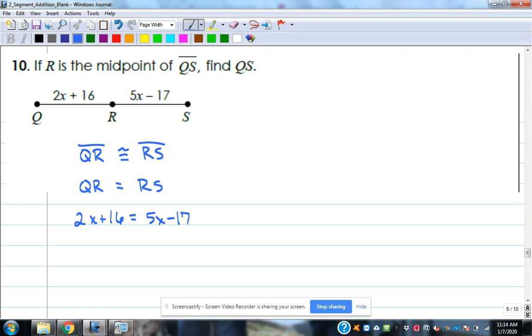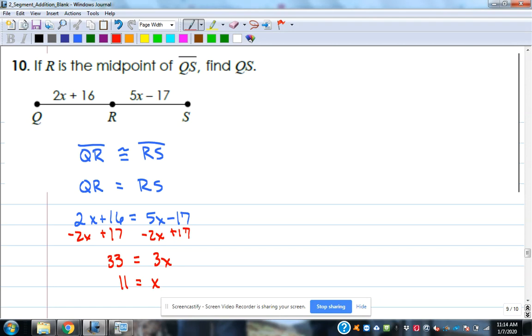All right, so solve that. 33 is equal to 3x. So x is 11. And they want QS. What's the easiest way to get QS? I could just find one of them and then double it, times it by 2. Both work. It doesn't matter which way you do it.